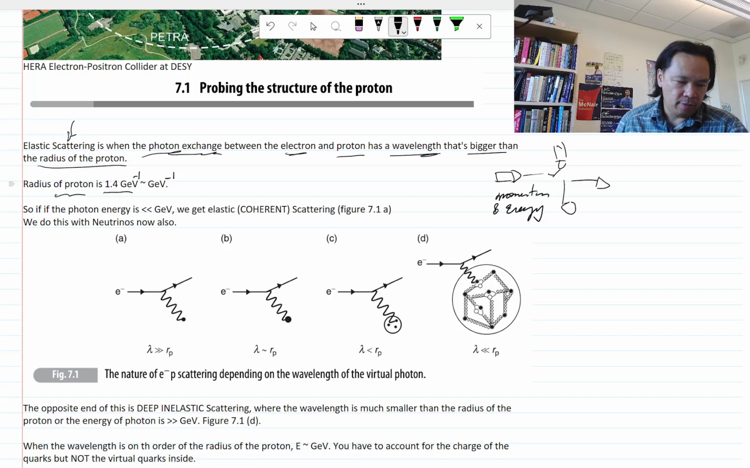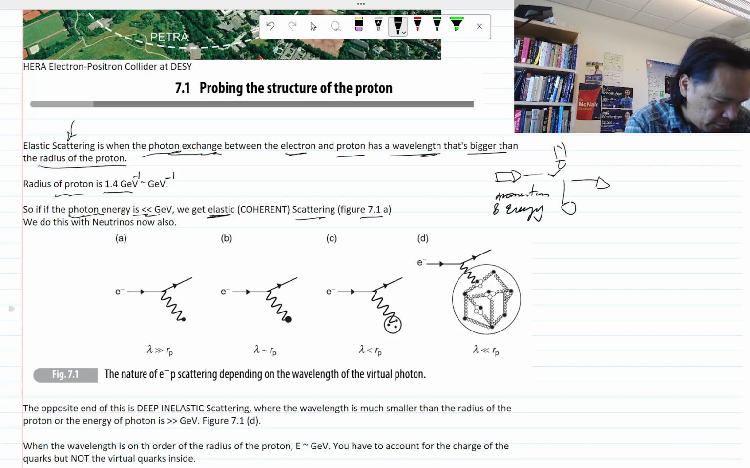That's about the radius of a proton. So if you are exchanging a photon with energy much less than a GeV, meaning maybe an MeV, 10 MeV, maybe even 100 MeV, that is known as elastic scattering. And that's what Figure 7.1a is trying to show you, where an electron comes in and comes back out, and you do not look at the structure inside the proton. All you care about is that it's a big positive charge.